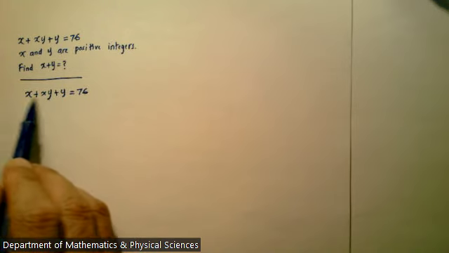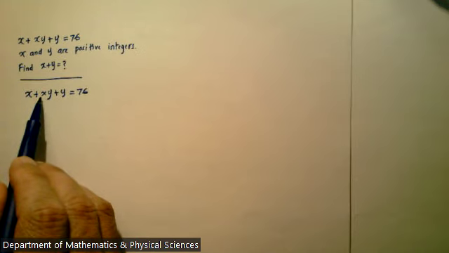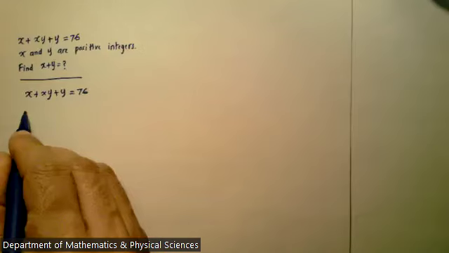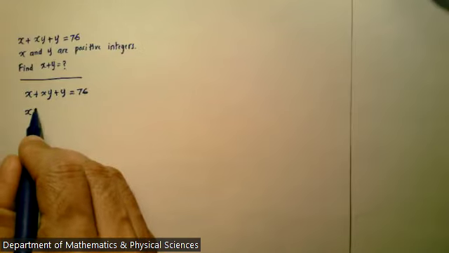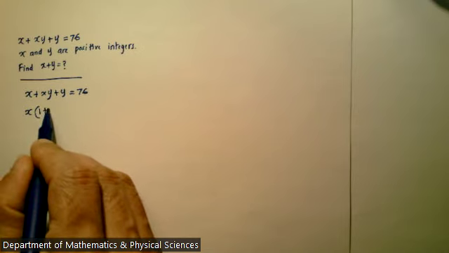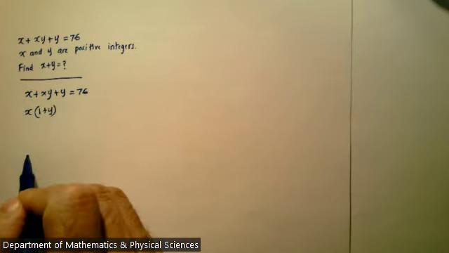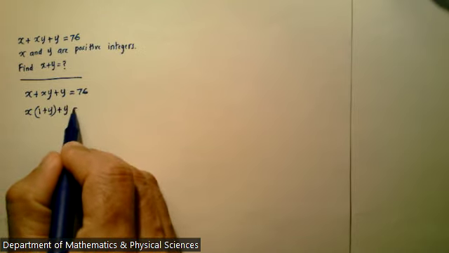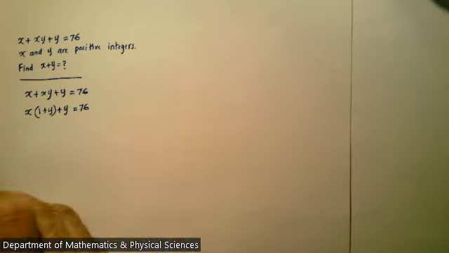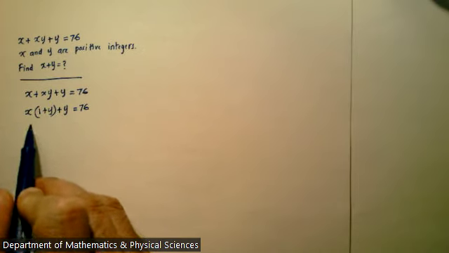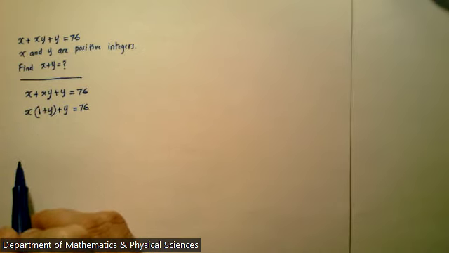If we look at these first two terms, we see one x term is common for these. Let's try to take that common x out of the two terms. Then another one should be remaining there, and plus y should be remaining here. Plus that y is still there, and on the right hand side, we have 76. Now still it is not in that product equals value form.